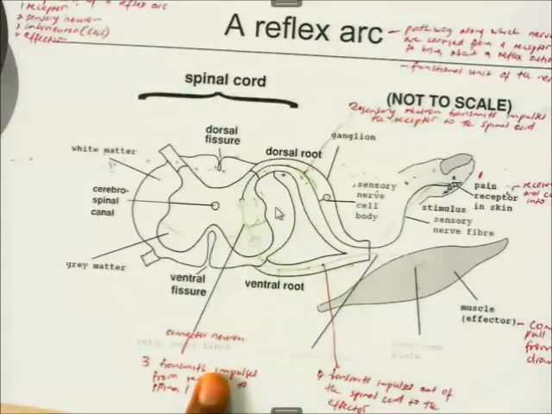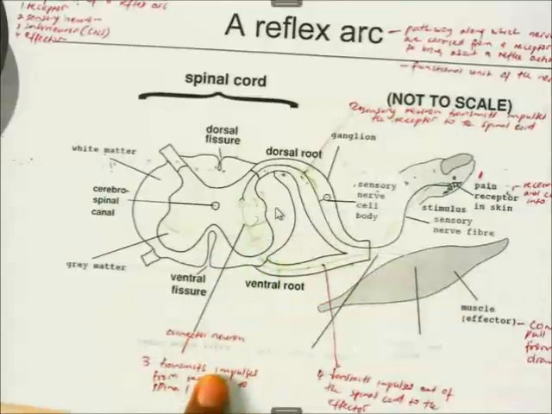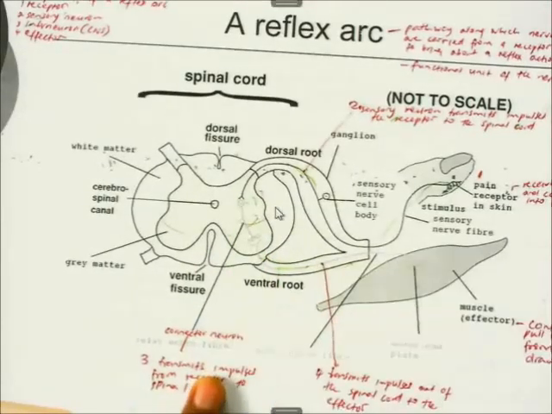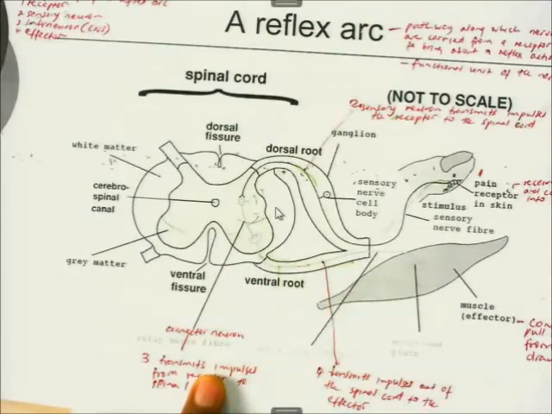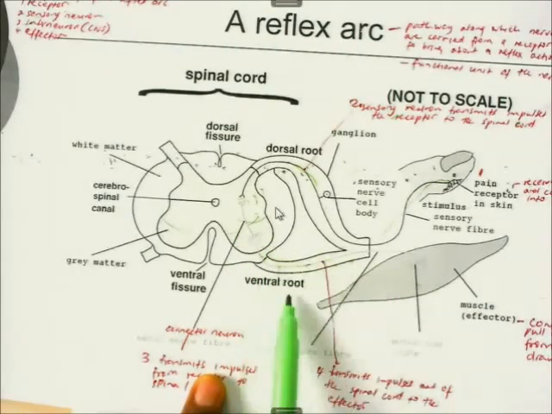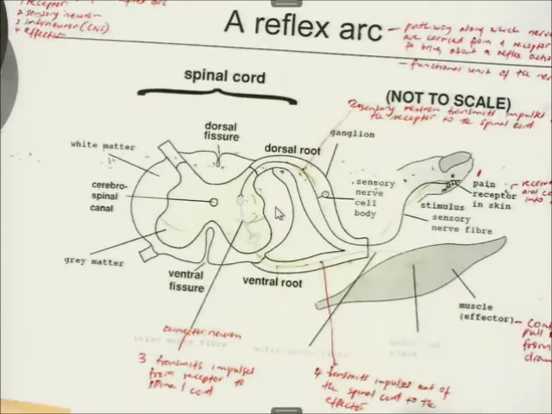In the spinal cord, the sensory neuron makes a synaptic contact with an interneuron. The interneuron takes impulses to a motor neuron that leaves the spinal cord via the ventral root to an effector. Now the effector will contract. When it contracts, you'll start to pull away your hand from a burning stove.